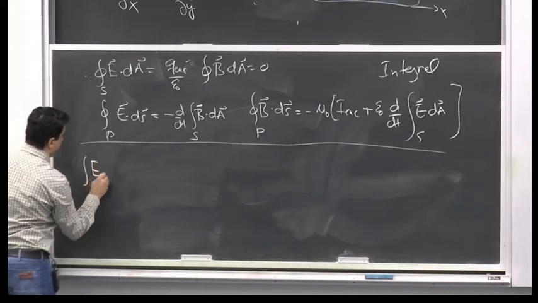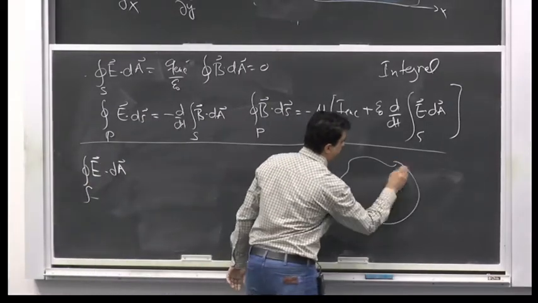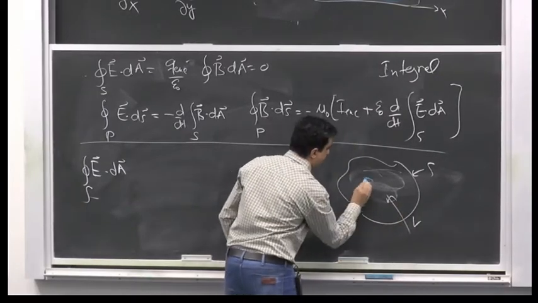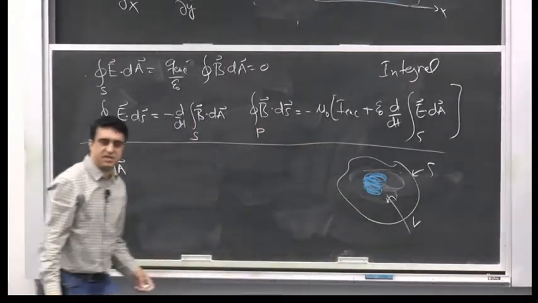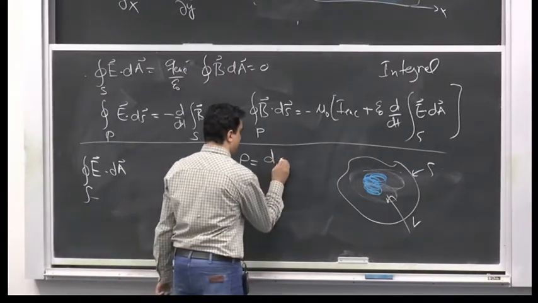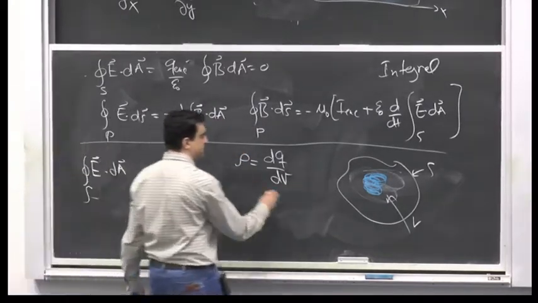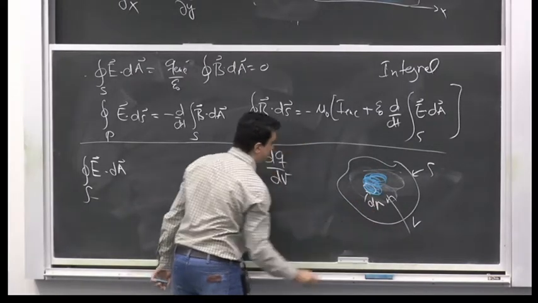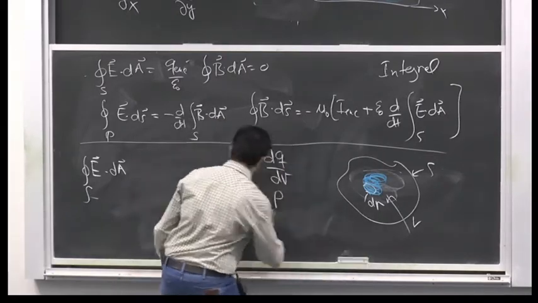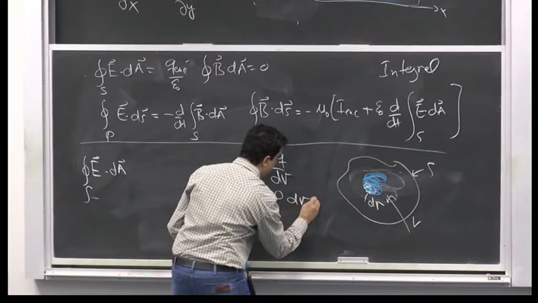So let's start with this one, E dot dA over a surface S. So you have a surface S, and you have a volume which is enclosed, and then you have some charges in there. So let's say you have some charge density. The charge density is normally given by dQ divided by dV. Let's say I take a small volume dV; then dQ, the charge enclosed in this small volume, is equal to rho multiplied by dV.